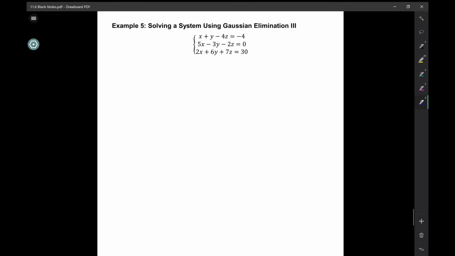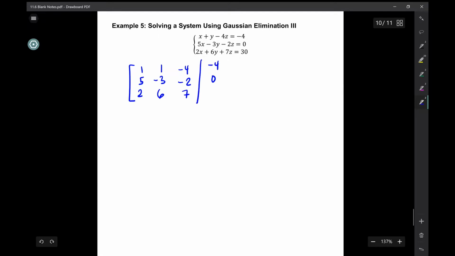All right, let's do example 5. This time we're just going to put it into a coefficient matrix here, and then we're going to go use Desmos matrix calculator to get it into row echelon form. So let's put it into our coefficient matrix. 1, 5, 2 for the x coefficients. 1, -3, 6 for the y coefficients. -4, -2, 7 for the z coefficients. And -4, 0, 30 for the right-hand side. All right, let's go over to the matrix calculator and see what we get.